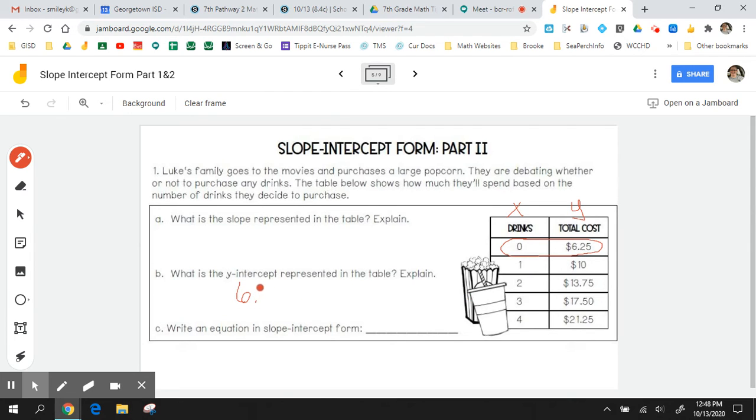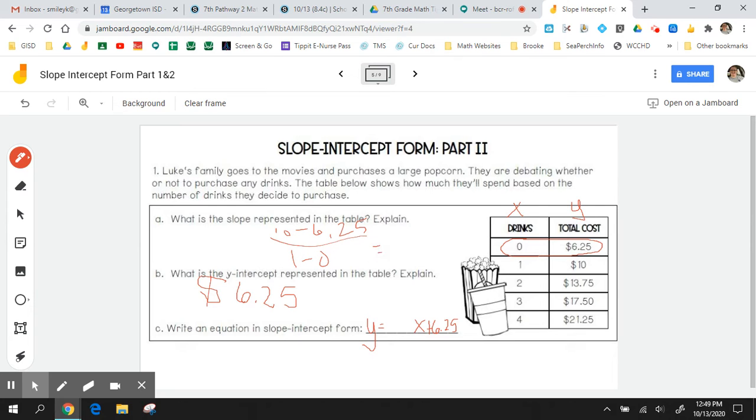It gave us 6.25. That was very nice. We're going to put a $ sign in front because it's talking about money. Now, when it tells us to write an equation, this will be the end of our equation, plus 6.25, because it is our y-intercept, and our y-intercept comes at the end of our equation. So now we need to figure out what the slope was. So I'm going to put 10 minus 6.25 and divide by 1 minus 0.